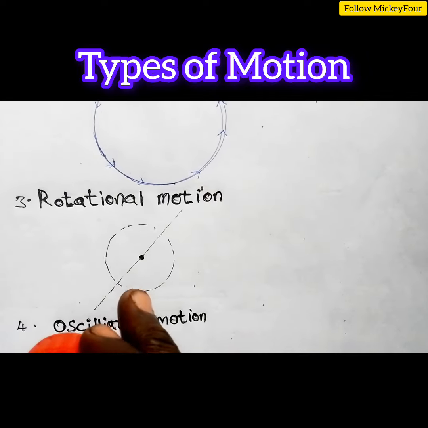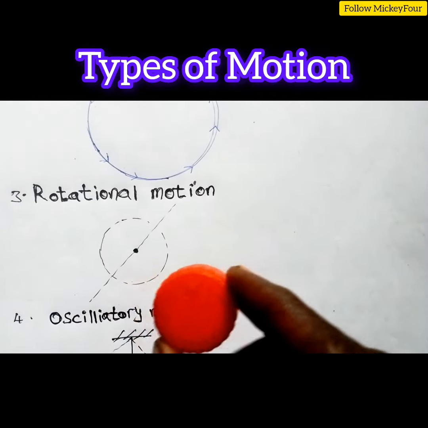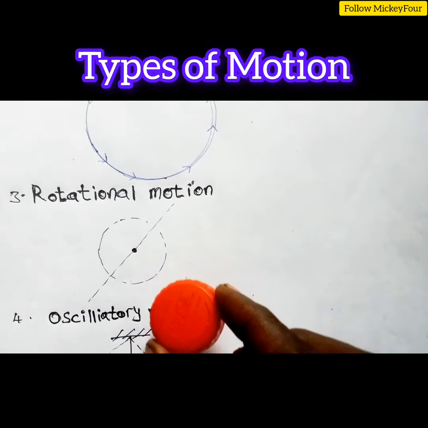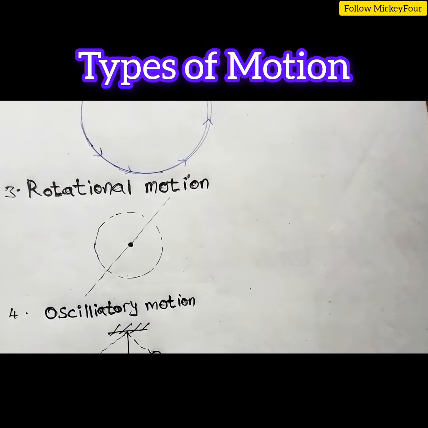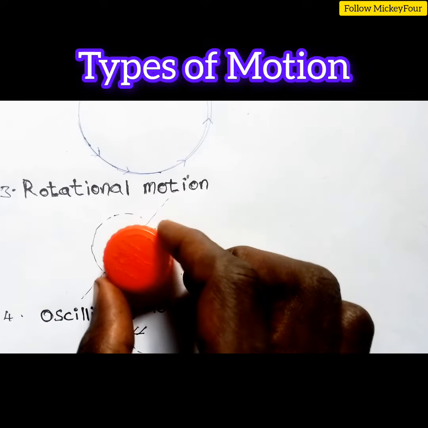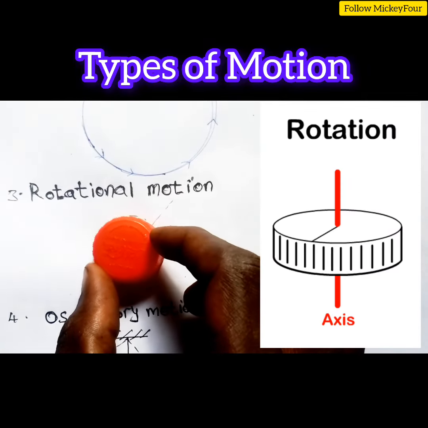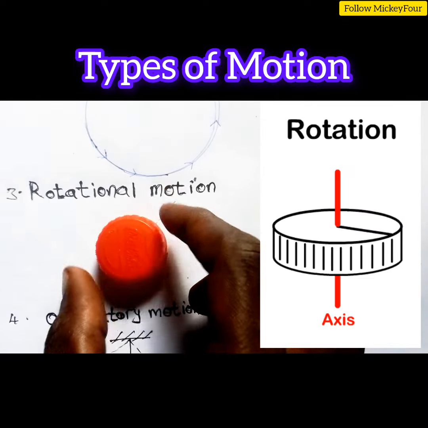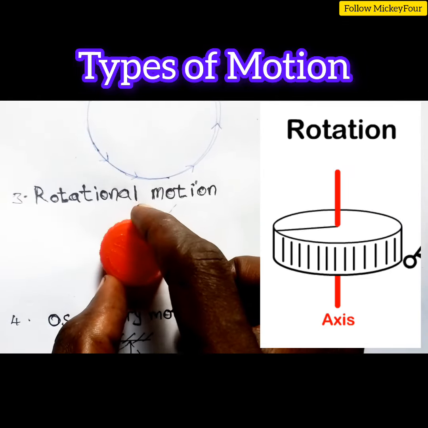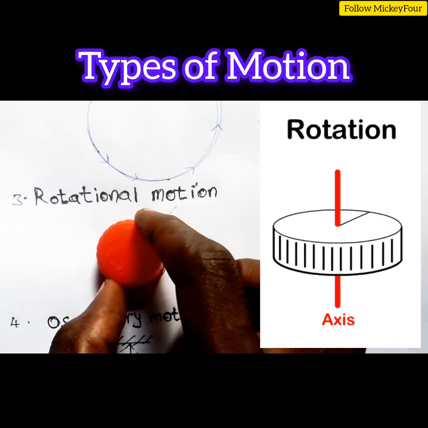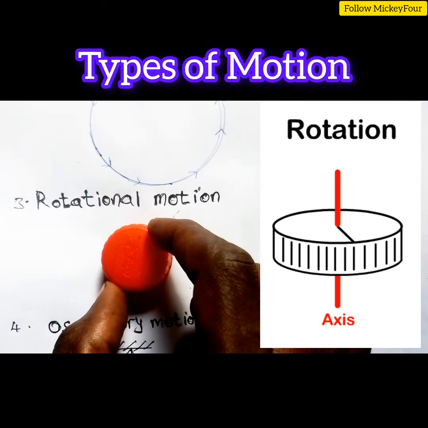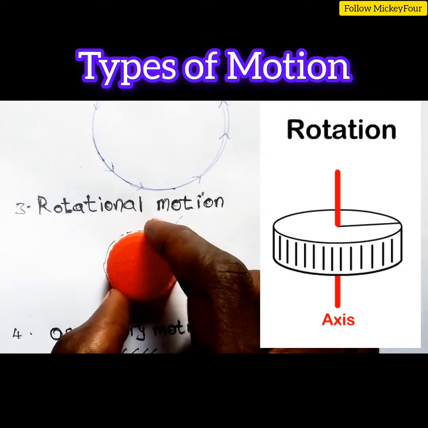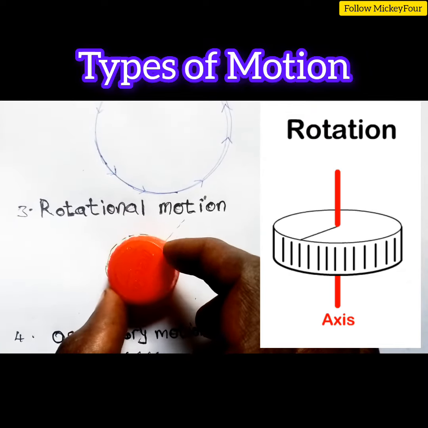The rotational motion is the motion of a body as it moves about its axis. When a body moves about its own axis, that type of motion is called the rotational motion. For example, when we have this body here, and the body is moving about its axis without making any translational motion or any displacement. So you see the way the body is moving about a fixed point. So this type of motion is called the rotational motion.